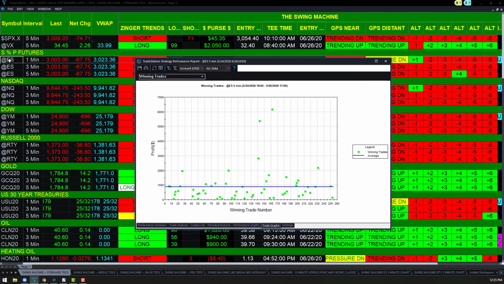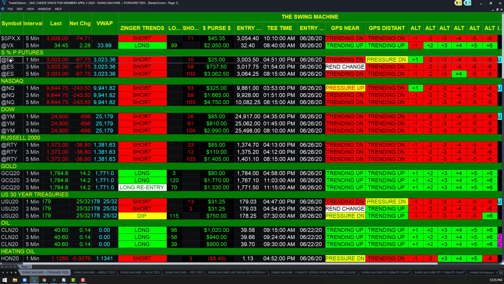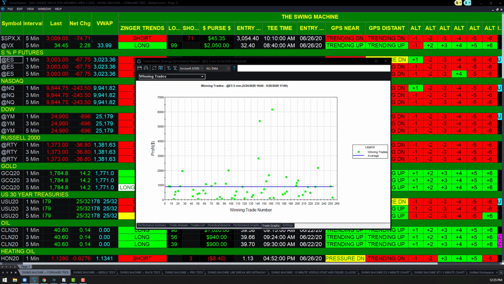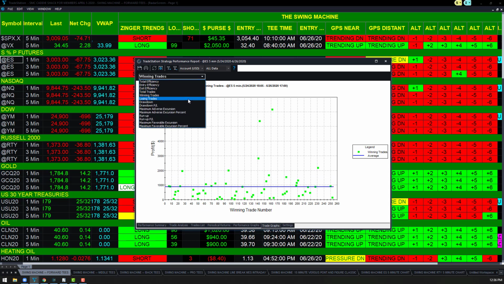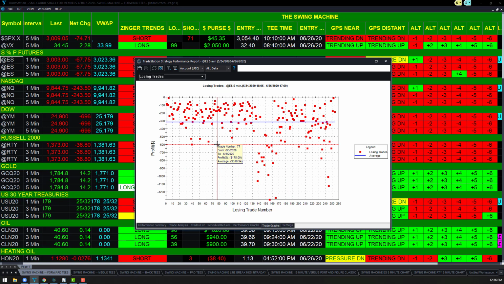So let's look at the ES on a 1 minute. We'll see if we can get back our performance report there. There it is. And what we want to see, what is the average winning trade over the last, and it's this blue line. The average winning trade is $880. This is on a mini contract, $880. What is the average losing trade? The average losing trade is $316.